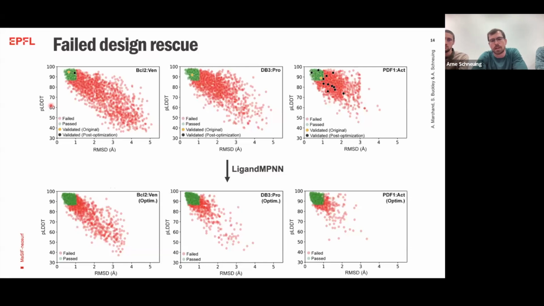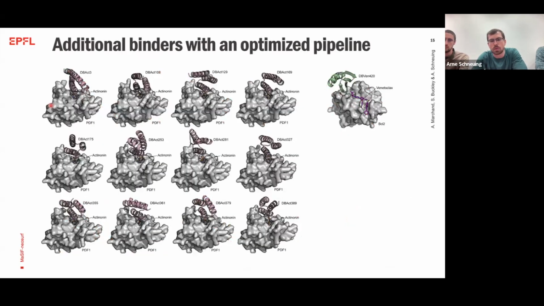So if you redesign the amino acid sequences with LigandMPNN and then run them through AlphaFold, now you get a general shift of higher pLDDTs and lower RMSDs. So you can see that these black dots that would not have passed the filter from the original pipeline now pass the filter. And so these were tested in a second round to see how much we could improve the pipeline. And we got quite a big improvement, specifically for PDF1.